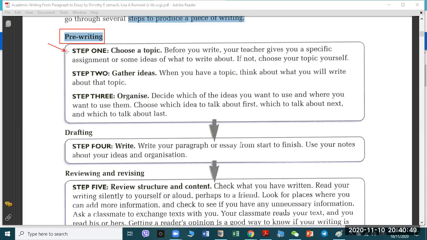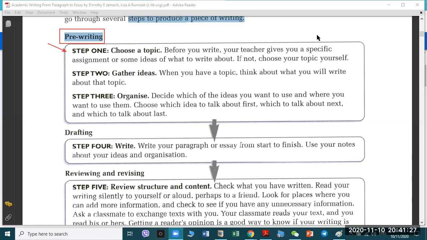The first one is step 1. Choose a topic. You should have a topic. Choose a topic before you write. Your teacher gives you a specific assignment or some ideas of what to write about. So you should have a topic in order to write about. This is the first important pre-writing step. If not, choose your topic yourself. So if the teacher does not give you the topic, you can choose a topic. So there must be a specific topic in your mind that you want to write about.